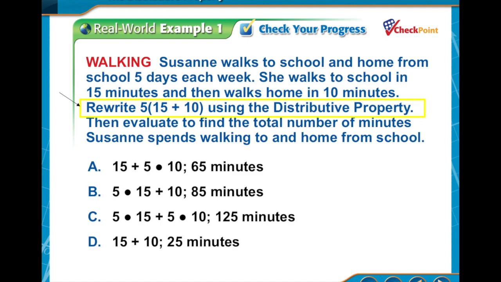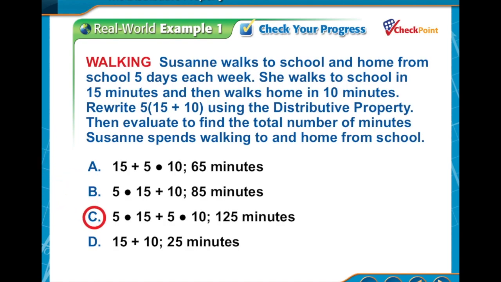Here, Suzanne is walking to school and home 5 days a week. We can look at the times and the distances and write that as an expression. So it's 5 times the quantity 15 plus 10. We can use the distributive property to rewrite that and then evaluate the total number of minutes that she walks to and from school. If we rewrite it, we'll get one of those potential solutions there. And if we look at what the answer is and why that's the case, we can understand that it's 5 times 15 plus 5 times 10.